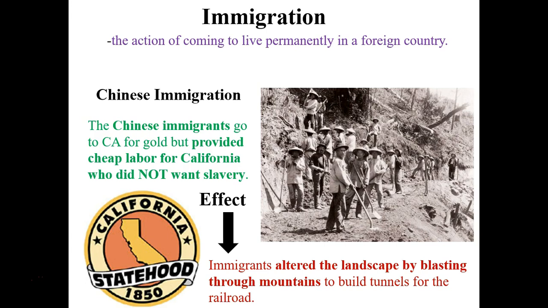So these Chinese immigrants, as they went building the Transcontinental Railroad, altered the landscape by blasting through mountains. And I'm sure if you've ever watched any type of old Western movie, they usually have a scene or two of Chinese immigrants blasting their way through mountains to make way for the railroad.